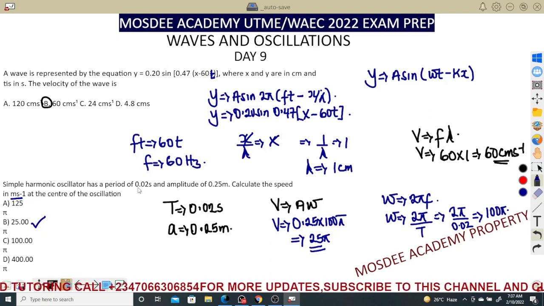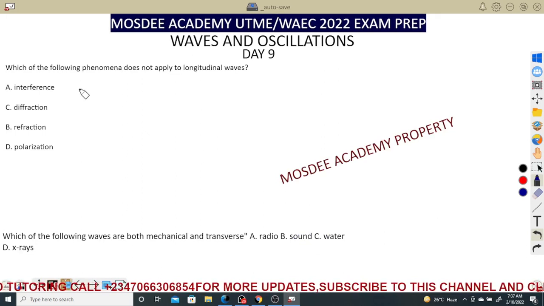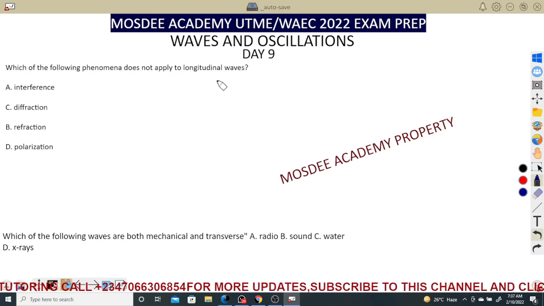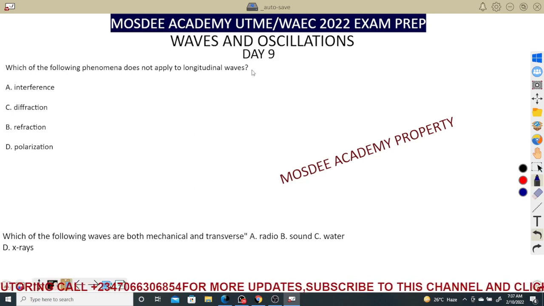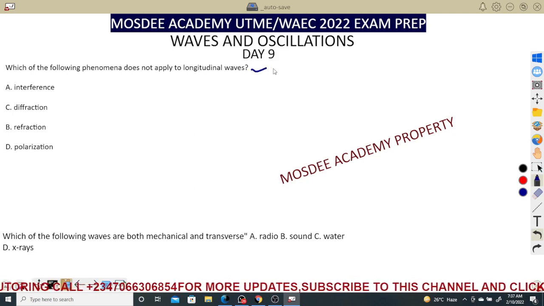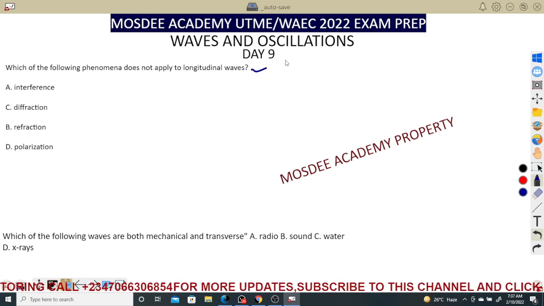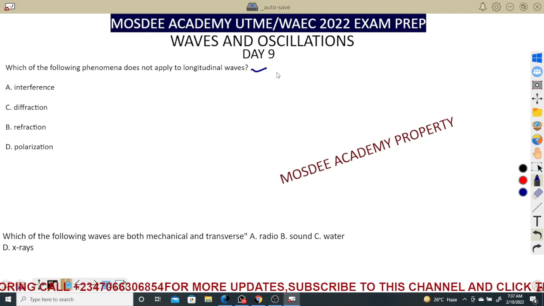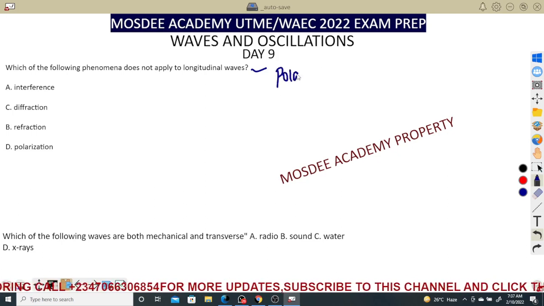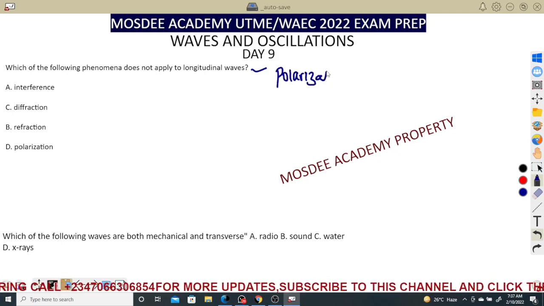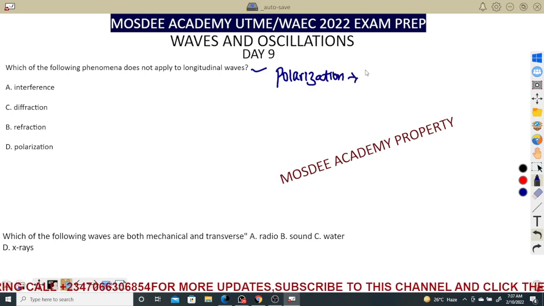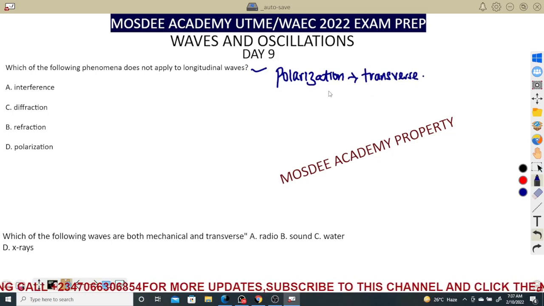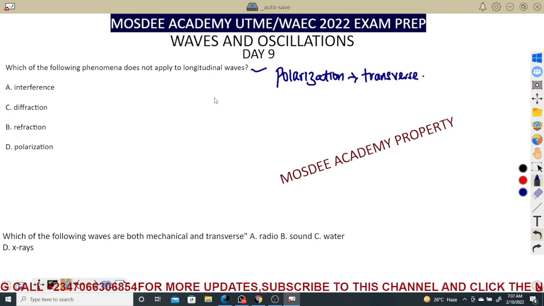So the next is this. Which of the following phenomena does not apply to longitudinal waves? Now, you have studied the properties of waves, which are reflection, refraction, diffraction, and interference, which are common to all types of waves. But a particular property we call polarization of waves, in your junior class, the polarization is only common to transverse waves. In fact, we say a longitudinal wave cannot be plane polarized.